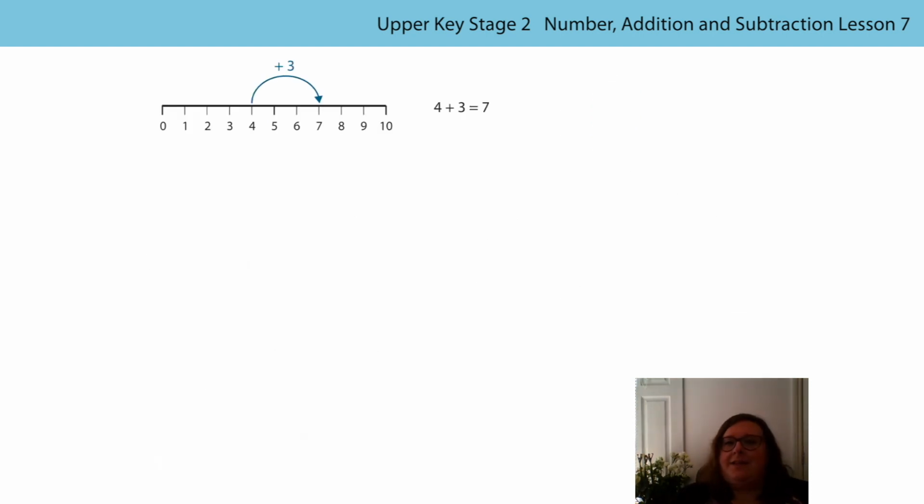Okay, let's have a look at this different calculation from a known fact that I'm sure you all know. 4 add 3 is equal to 7. Pay careful attention and see what changes and what stays the same. Okay, can you tell me what's happened? What's the same and what's different?